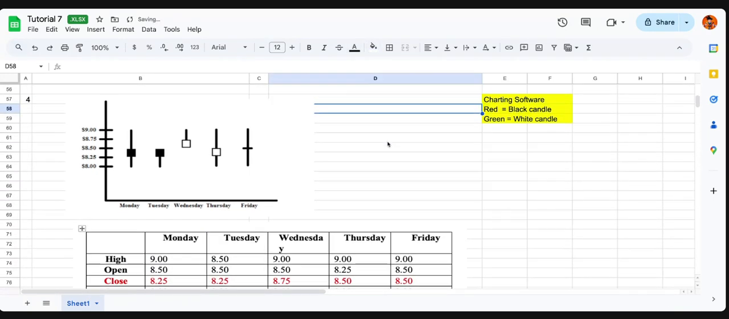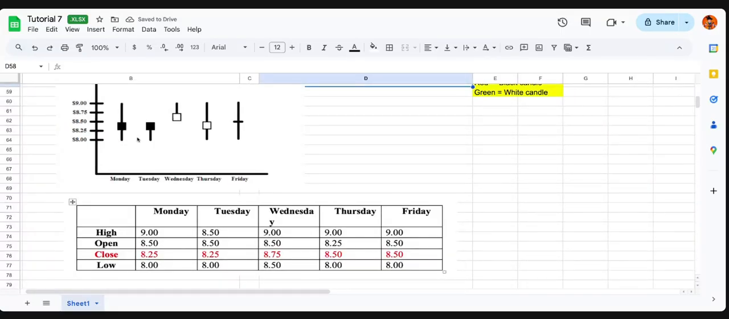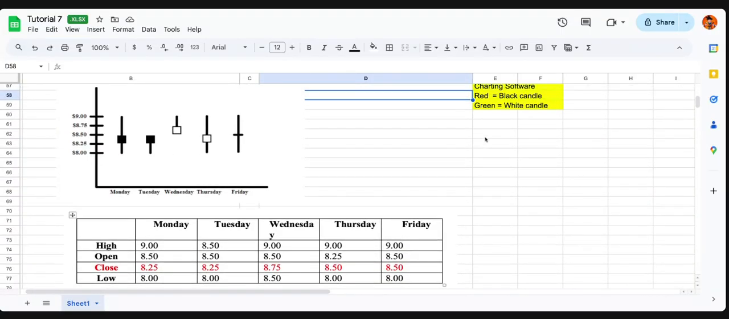So if it's a black candle, that means the opening is on the top part, which is 850. And the closing will be 825. Then on Tuesday, you see there's no head on this candle. That means the highest is actually the opening also. So highest and opening, 850. Closing is 825, but the lowest is 8.